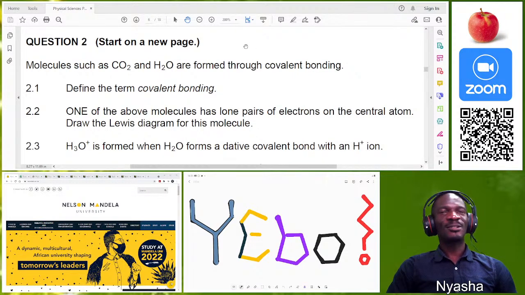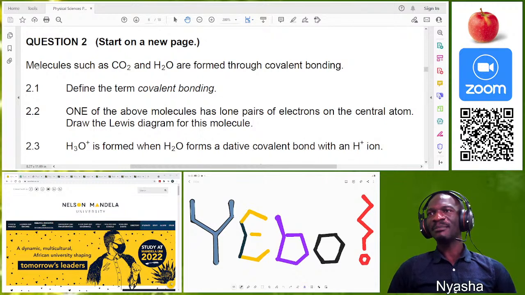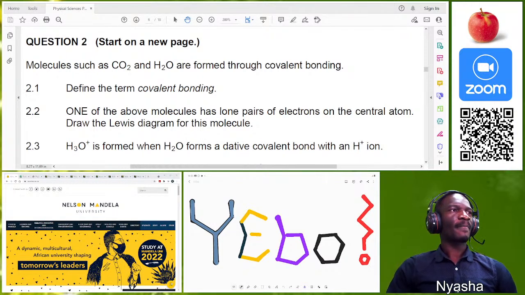You're starting this question 2 in your answer sheet or answer book on a fresh page. So the question will just read something like this. Define the term covalent bonding. So this is now up to you. There's no A, B, C, and D to choose from. Define the term covalent bonding.